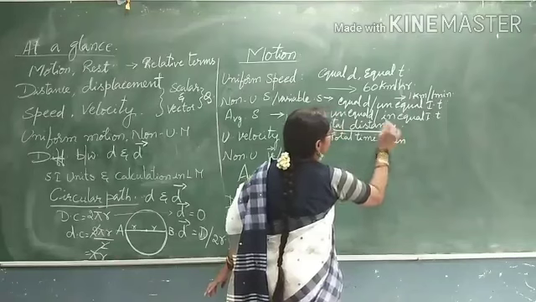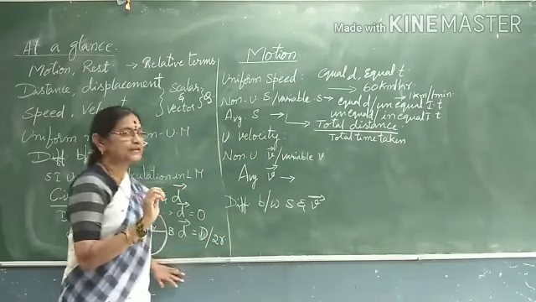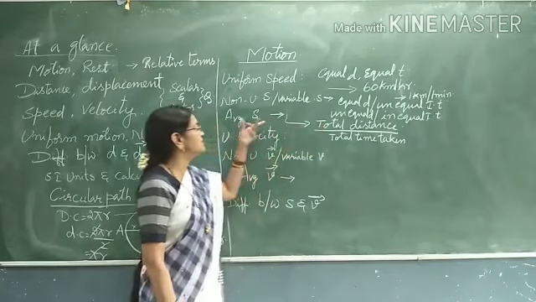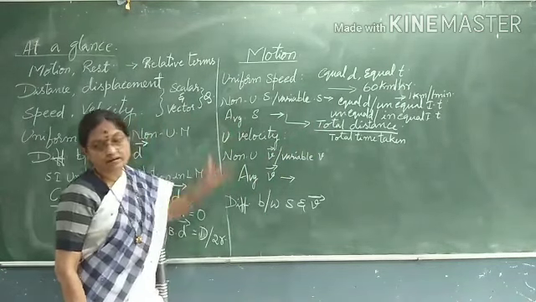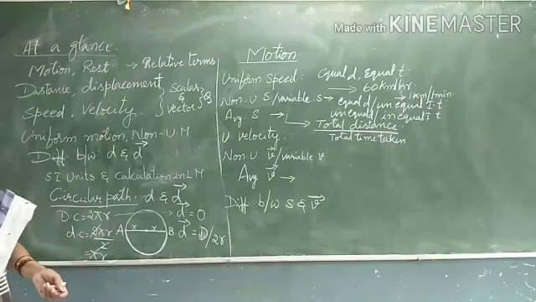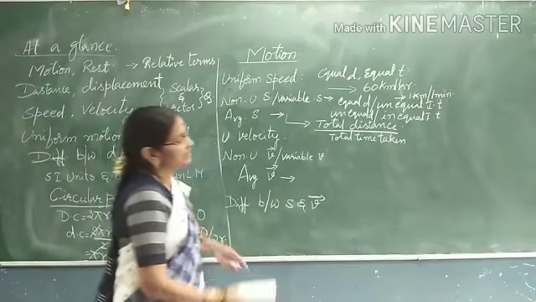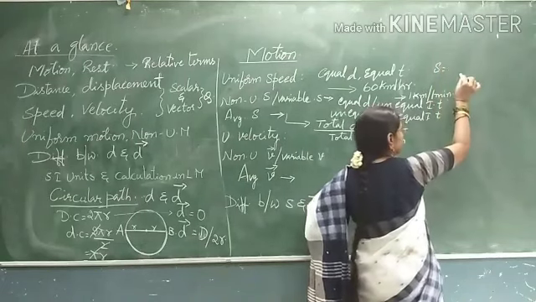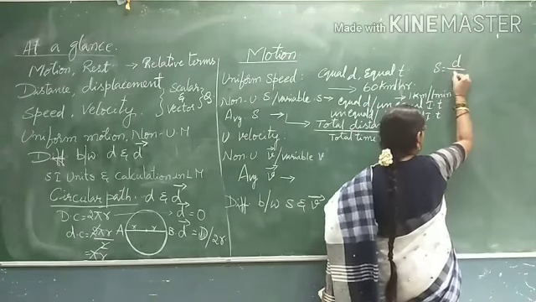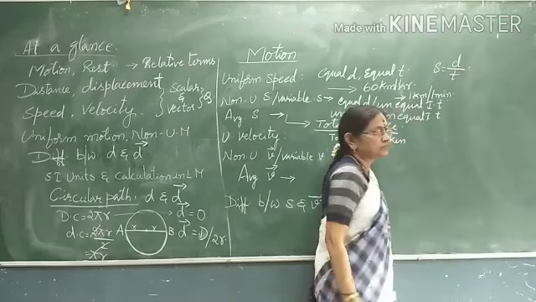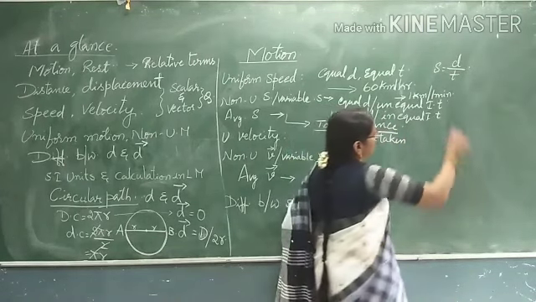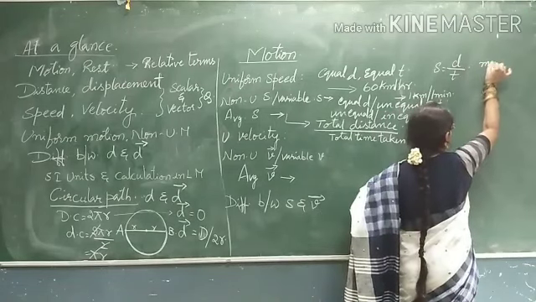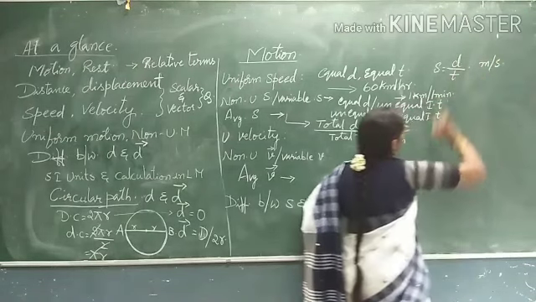Total distance covered by a moving object divided by the total time taken to cover that distance is called average speed. Have you understood? See, again I am repeating. Speed is the distance covered by a body in unit time. So mathematically, speed is equal to distance by time. Its SI unit is meter per second.